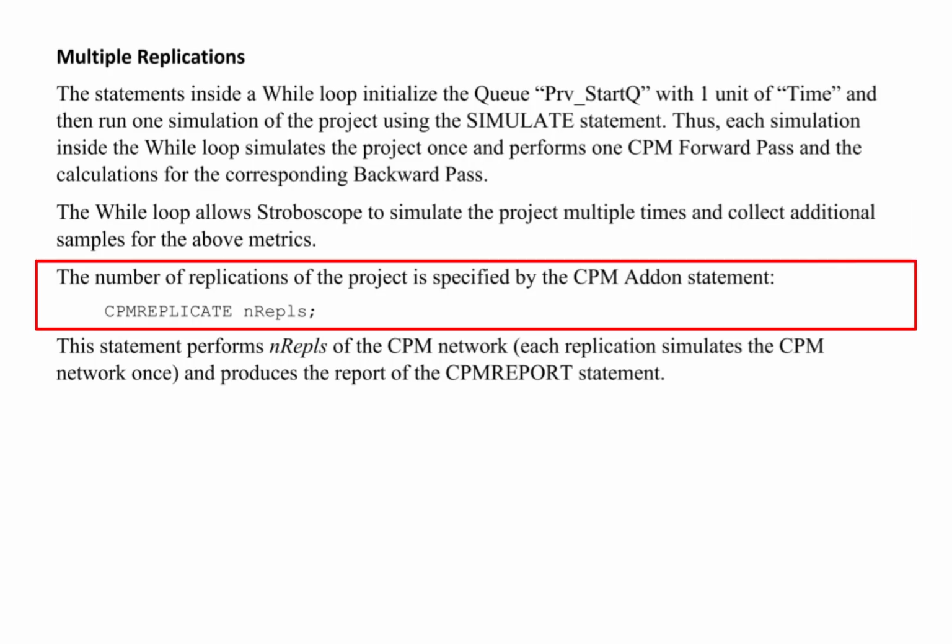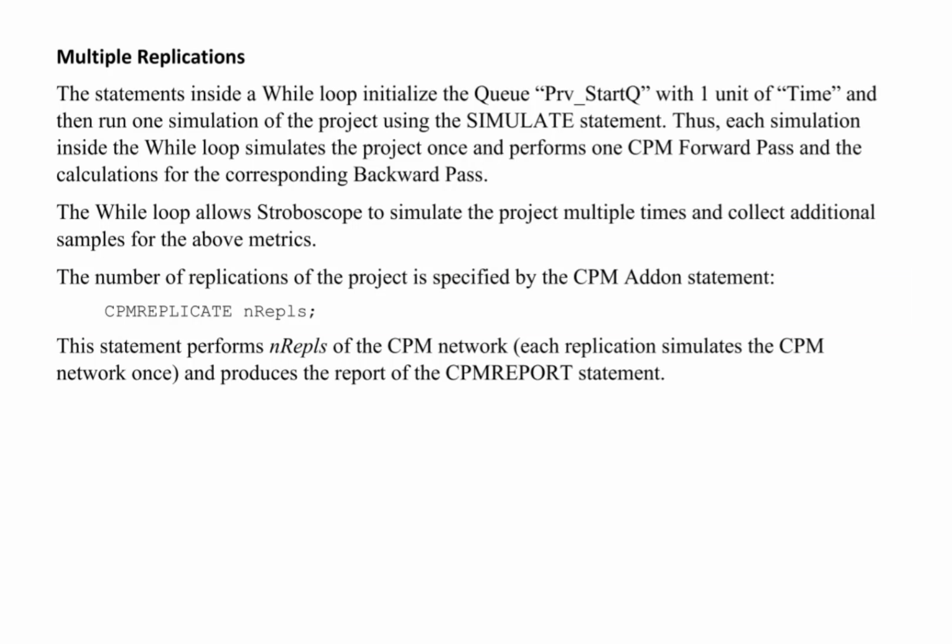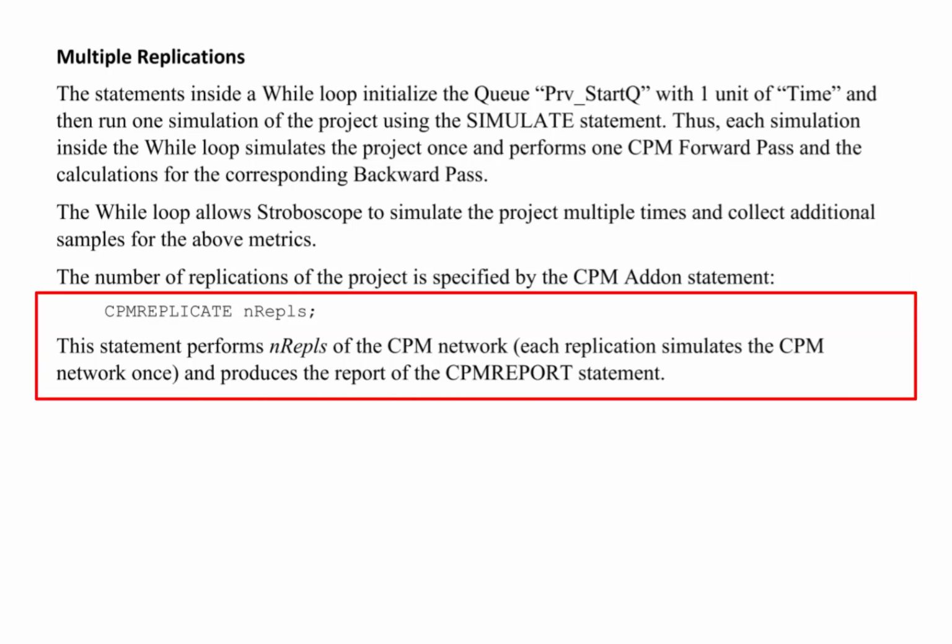The number of replications for the project is specified by the CPM Addon statement CPM replicate, which is followed by an expression that defines the number of replications. This statement performs the specified number of replications of the CPM network, where each replication simulates the CPM network once and produces the report of the CPM report statement. The CPM report statement produces the two tables described earlier. The first table gives statistics about the entire project, and the second table provides statistics about each activity in the project.